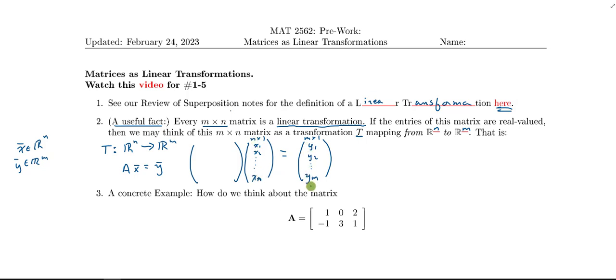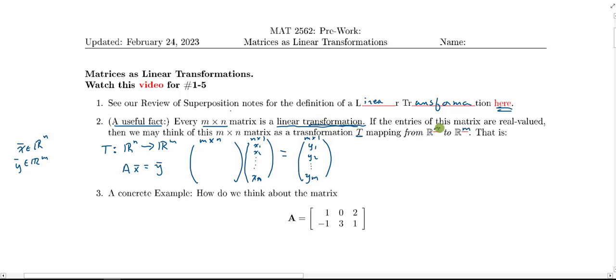This has n rows, this has m rows. The question is what do I need to multiply this vector that comes from my domain vector space, so that it lands somewhere in my range vector space? And the answer is we need to multiply it by an m by n matrix. So it's got m rows and n columns.